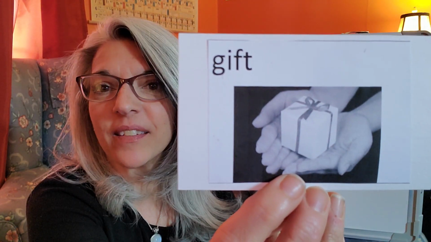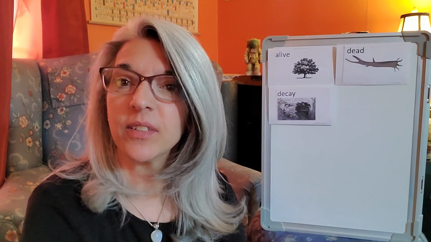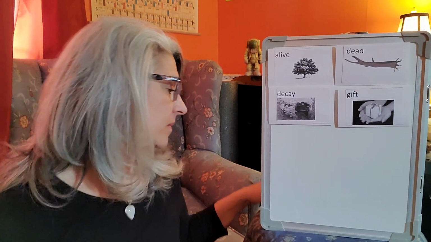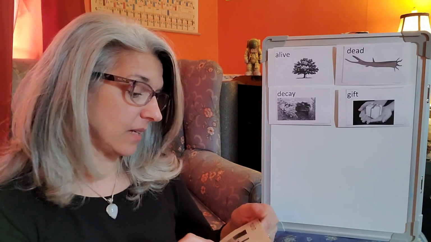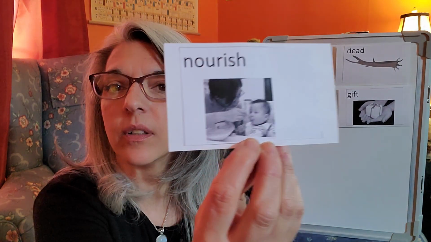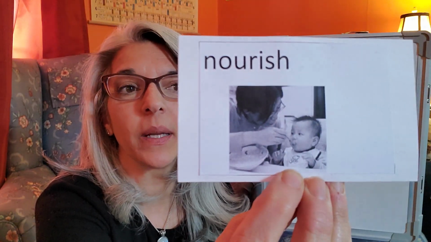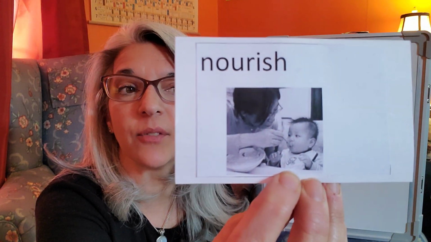The next one is gift. And a gift is a present. It's something you give to someone else or something else. Right. Next is nourish. When you nourish somebody or something, it's giving food to that living thing. So nourish, giving food to a living thing.